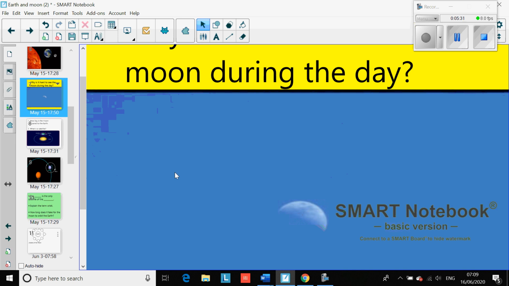But one of the key things is, you've probably heard of the phases of the moon. That's when, if you look at the night sky, sometimes you get a full moon, sometimes you get a crescent moon, sometimes you get a half moon, sometimes you get something called a new moon, where you can't see the moon at all. So why does this happen?